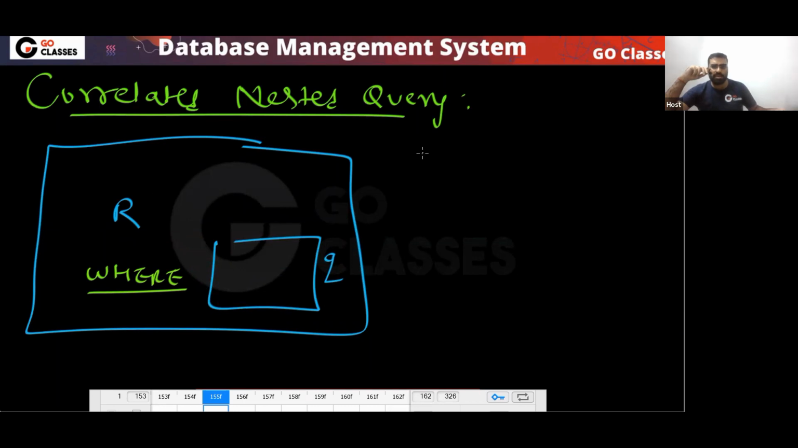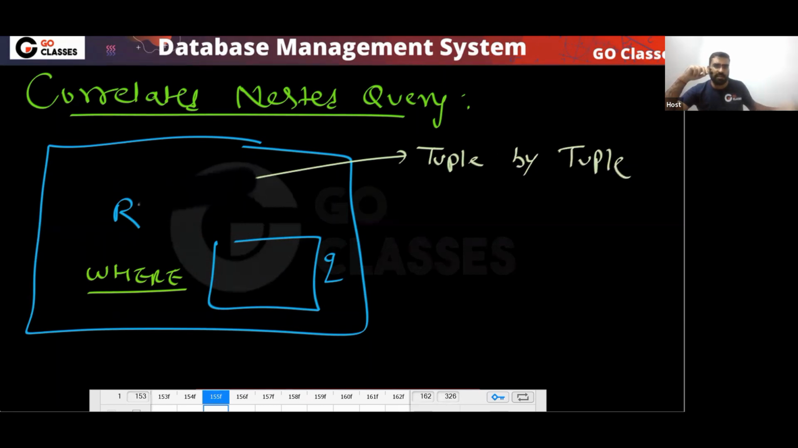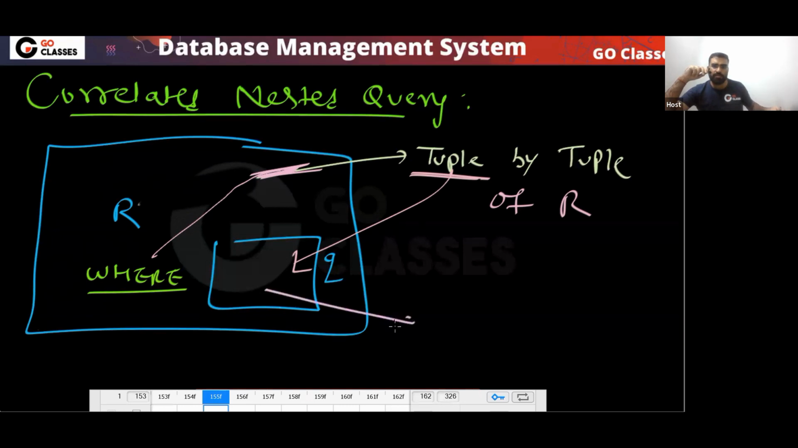So for every tuple, you do this. It will take tuple by tuple. Who will take actually? I can say this where. This where will take tuple by tuple of R, and you send it here. You send it here. You compute.